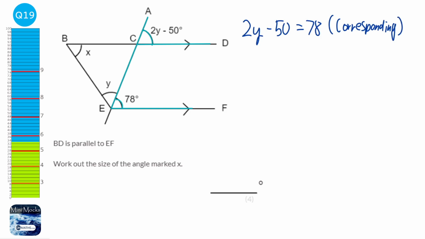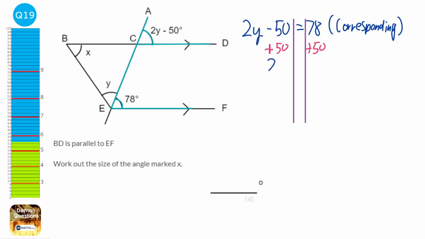And corresponding angles are equal. Now here we've got an equation and we want to solve it, so we get our lines in. We'll go first of all, add 50 to both sides. So we've got 2y equals 78 plus 50, which would be 128. And then we're going to halve both sides, or divide by 2. So we've got 64. So we know that y is 64.